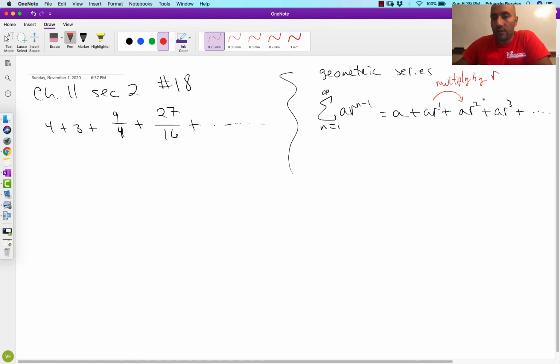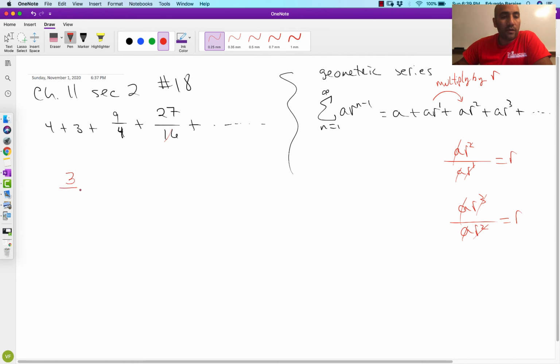Notice that if I took this one and divided by that one, ar squared divided by ar to the first, the a's cancel, one of the r's cancels and we just get r. If I take ar to the third divided by ar to the second, a's cancel, two of the r's cancel, and we're left with just r. So if I take one of the terms and divide it by the one that came right before it, I'm going to get the value of r. You can do it with any of these, so why not choose the easiest two to get? Why not just use these two?